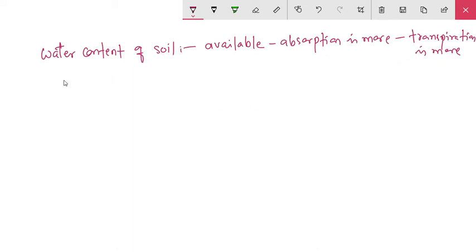Then the next factor, that is the air currents or wind. Next external factor, wind. We know that wind removes the water vapors from the vicinity of the plant. Vicinity of the plant means surrounding the plant.